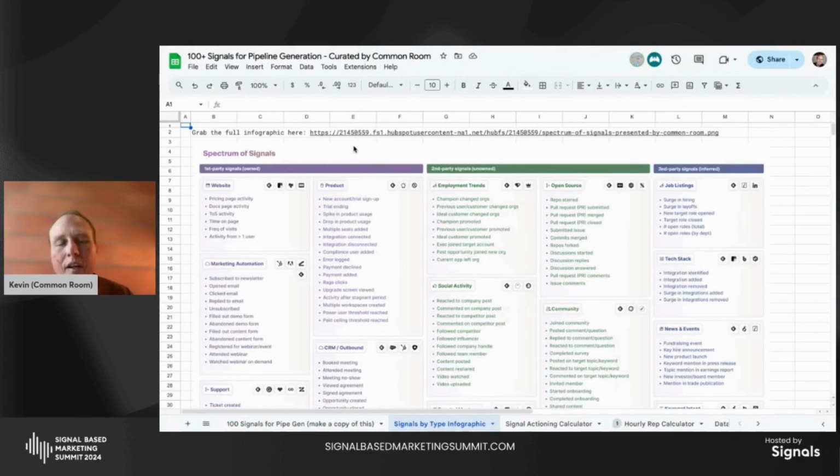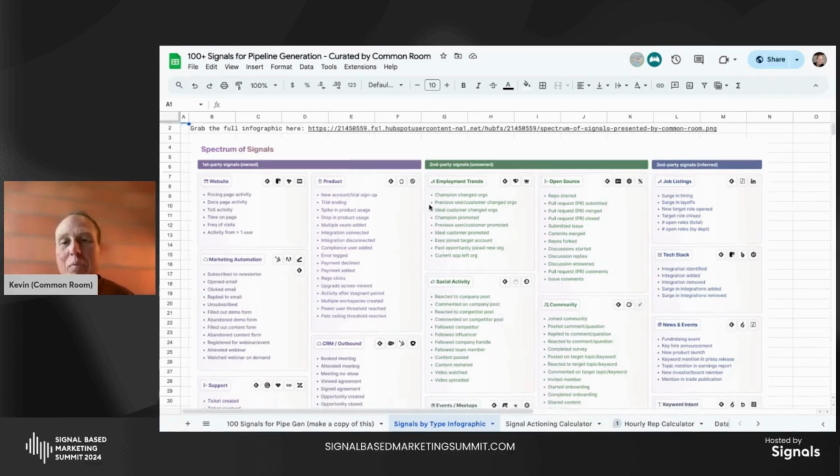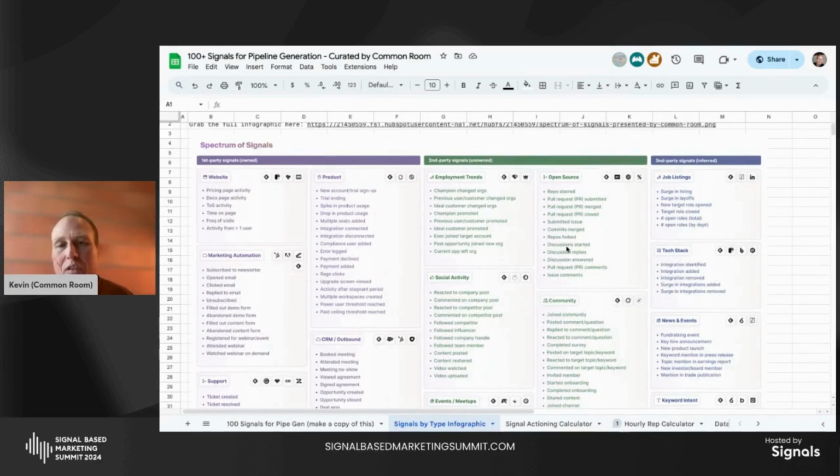This is a really nice way to mass eliminate signals by way of, we don't even do that, we can't even track that as a signal. A good example is this open source signal here. If you're not a dev tooling company, or you don't have a GitHub repo or something like that, open source signals are probably not that applicable to you. Or if you have a sales-led motion and you aren't running any kind of self-serve, your product isn't self-serve, product signals are probably not a good signal for you to start with.